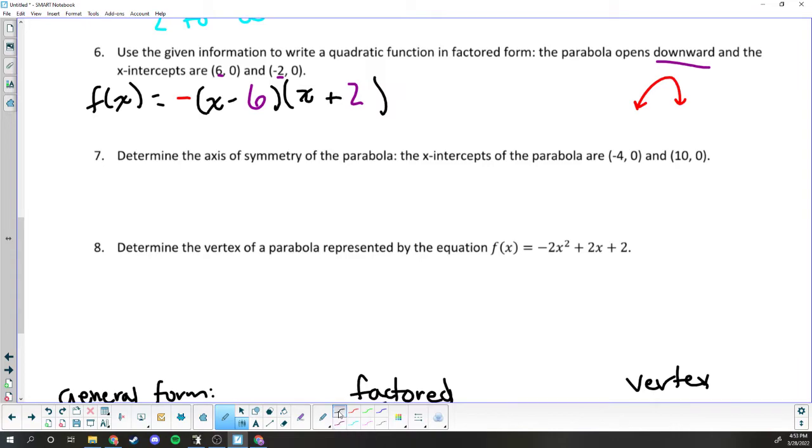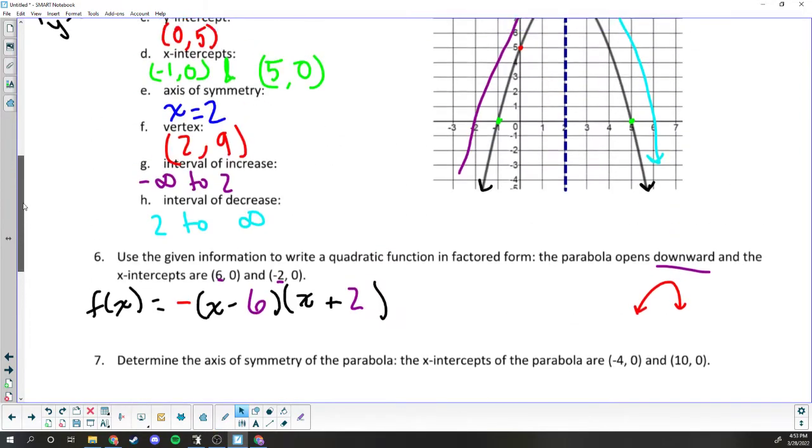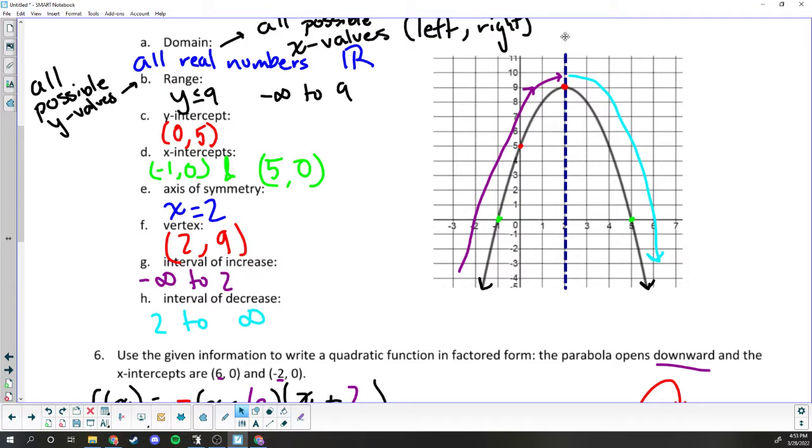All right. Give your functions a name. On to 7. I'll do all these problems in one go, so it'll be the timestamp 6, 7, 8, because they're all kind of the same. Determine the axis of symmetry for the parabola where the x-intercepts are (-4, 0) and (10, 0). We talked about this a little bit in this problem. The axis of symmetry happens in the middle. One way to find the middle of a parabola is to take the midpoint or the average of your two zeros. You just need to find what's in between your two zeros.